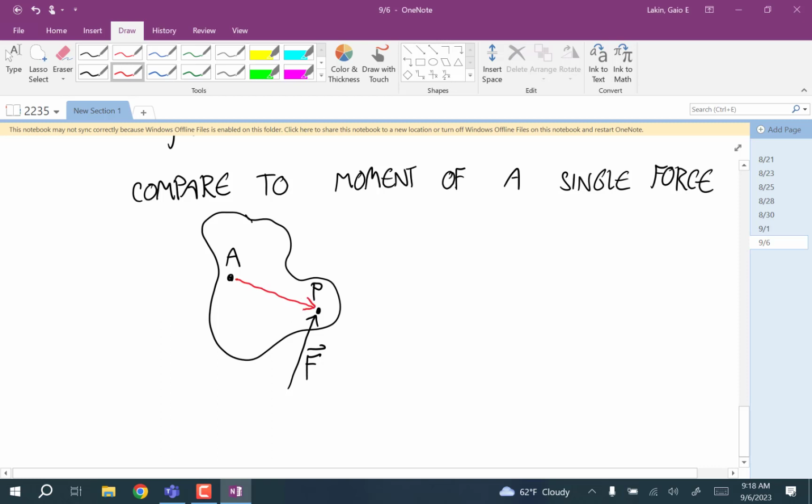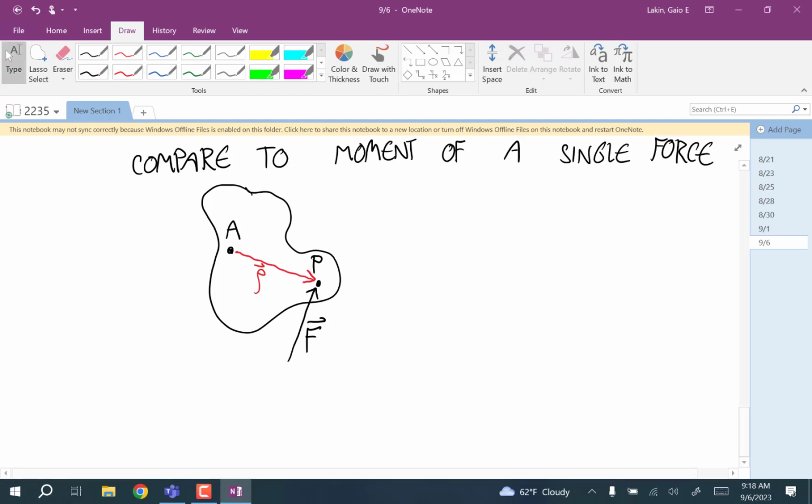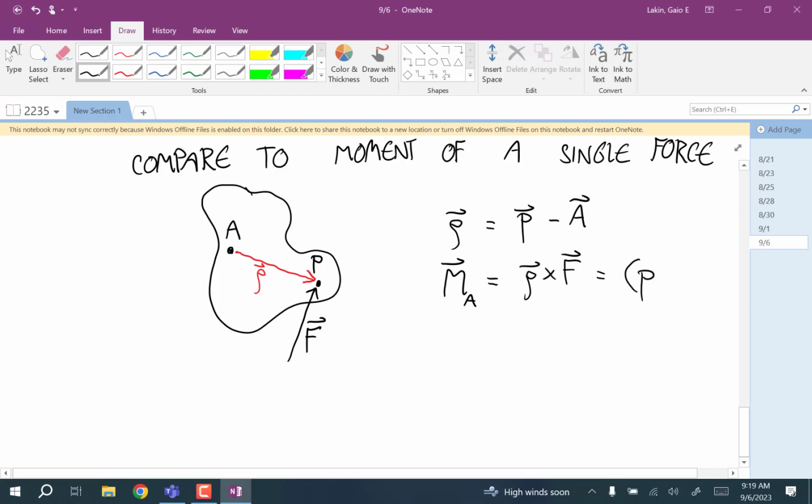So the rho vector is this. And how would you calculate that rho vector? Well, that rho vector you can get by just subtracting the position vector P minus the position vector A. Okay? So the moment produced by F around that about point A is rho crossed with F. I guess let me write that step in there. That's the definition of a moment. And you can calculate that as P minus A crossed with F.